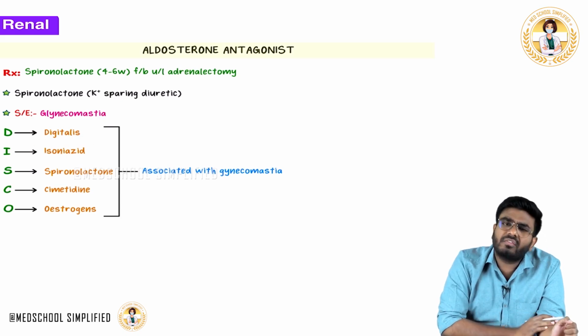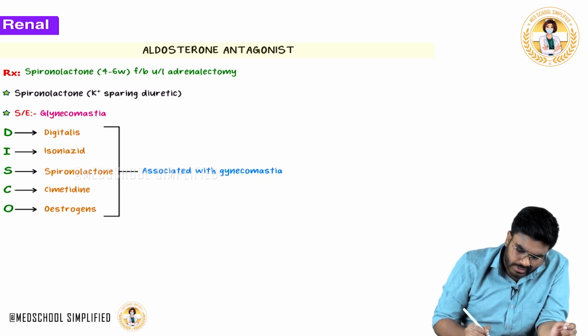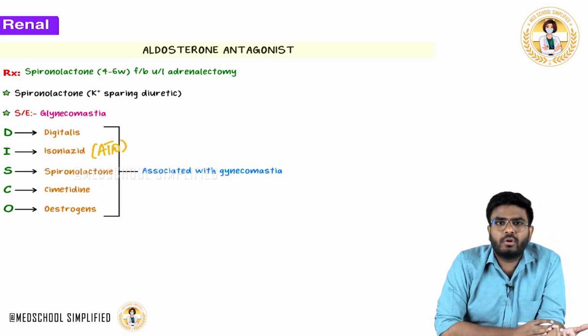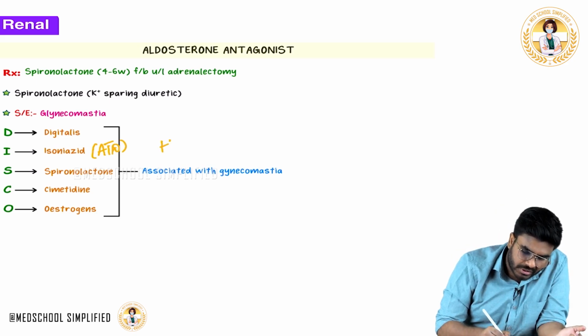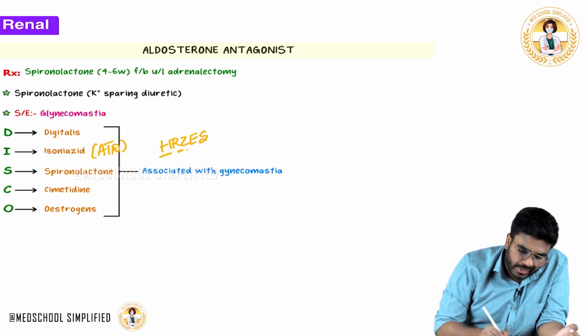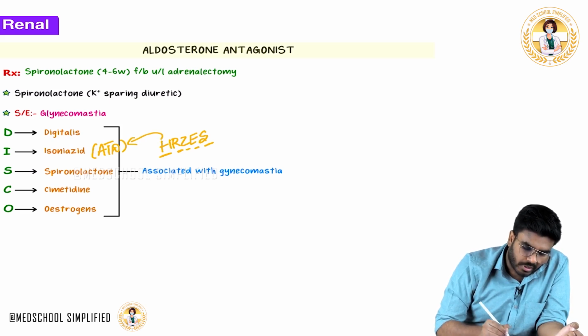And isoniazid, what kind of drug is isoniazid? Isoniazid is an antitubercular drug, ATD. We all know the HRZES drugs. H for isoniazid, rifampicin, pyrazinamide, ethambutol, streptomycin. All these are the antitubercular drugs.